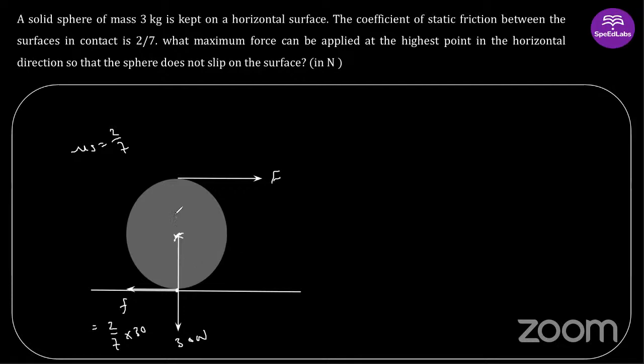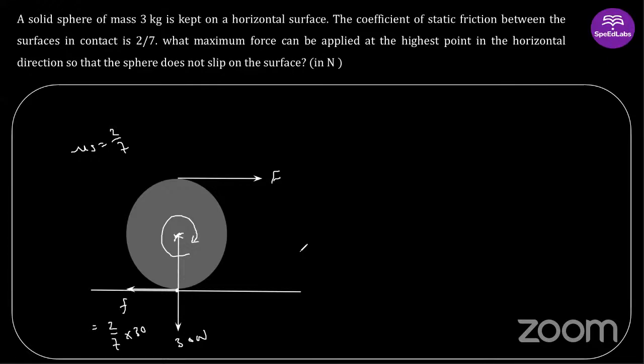If it is stationary, otherwise about this point, it will try to rotate like this. If this is the situation, then it will just try to rotate like this, and eventually the friction will act in the opposite direction for that purpose.